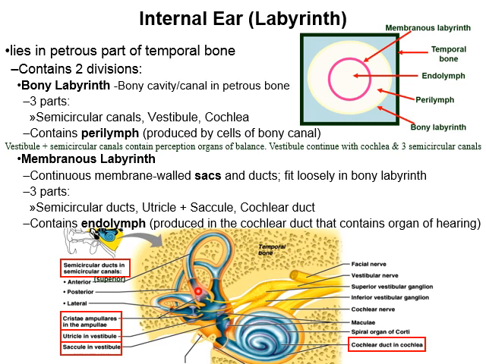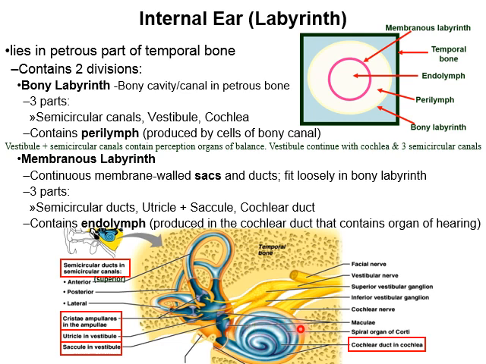The membranous labyrinth is shown in the illustration by the bluish color, and it has continuous membrane-walled sacs. So the membranous labyrinths are sacs and ducts. They are located within the bony labyrinth, the yellowish color here. The three parts of the membranous labyrinth are the semicircular ducts, the utricle and the saccule, and lastly the cochlear duct.